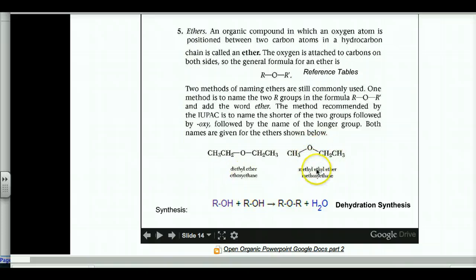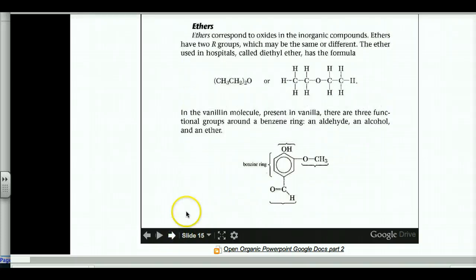And again, one way to make ethers is to put 2 alcohols together and take out the water. Taking out the water is called dehydration, and you push these 2 carbon chains together, called dehydration synthesis. So moving forward, I'm sorry, the diethyl ether was the one used in hospitals. And we have the vanilla molecule.